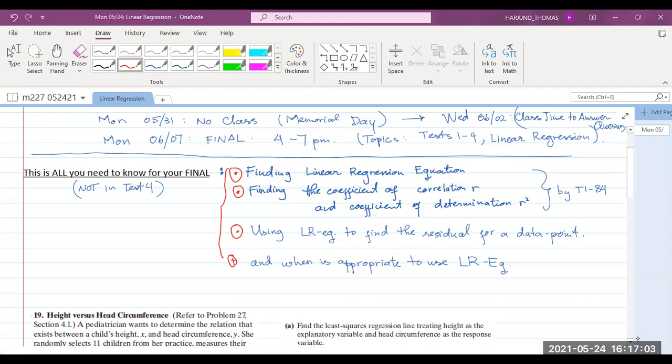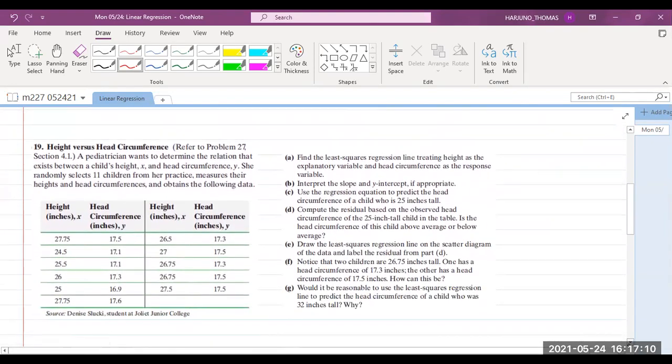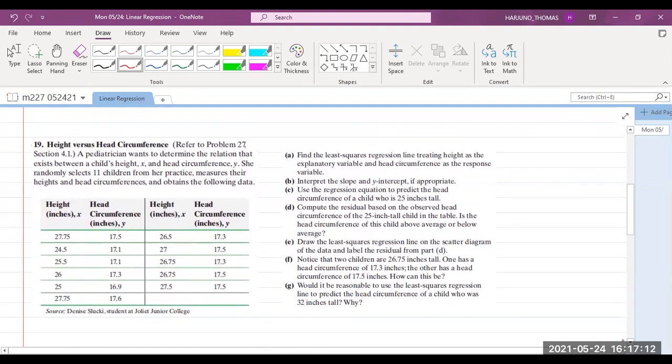Now, let's see how to find the linear regression equation. Here's a sample problem. A pediatrician wants to determine the relation that exists between a child's height and head circumference. She randomly selects 11 children from her practice, measures their heights and head circumferences, and obtains the following data. Now, we will first find the linear regression line.